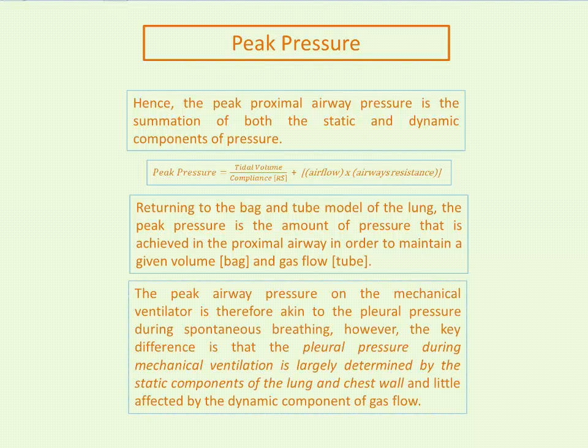And the peak pressure on the ventilator is therefore akin to the pleural pressure during spontaneous breathing. The key difference is that the pleural pressure during mechanical ventilation is largely determined by the static components of the lung and chest wall and little affected by the dynamic component of gas flow. You can think that in a patient with bad asthma or bad obstructive airways disease, with that high peak pressure, that high proximal airway pressure, the resistance is in a way protecting the alveolus and the pleural space. So a lot of that high airway pressure you see in high airways resistance is not being transmitted to the pleural space.